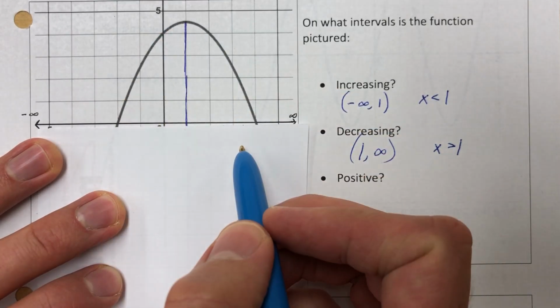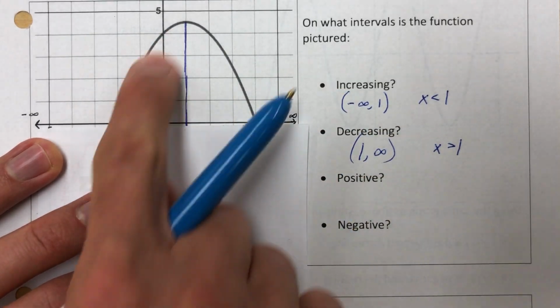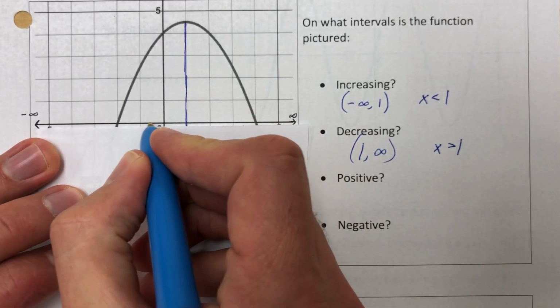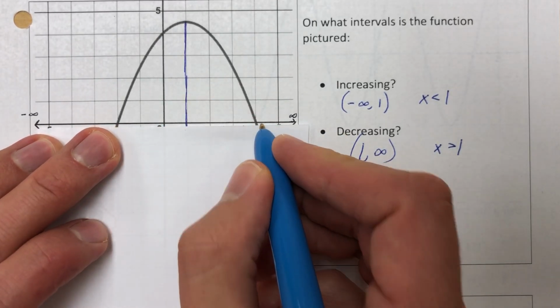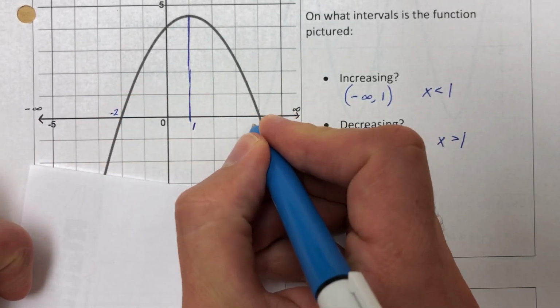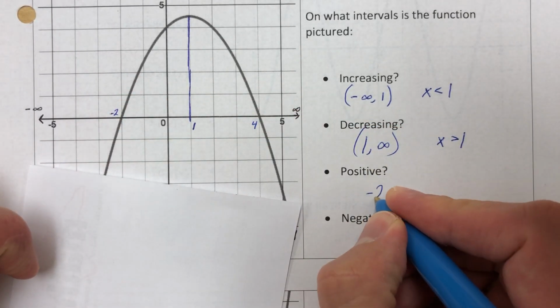Now, it's going up and down, but this question isn't asking about increasing and decreasing. It's asking, where is it positive? Well, that's from here to here, and that would be -2 to this number, which would be 4. So from -2 to 4.